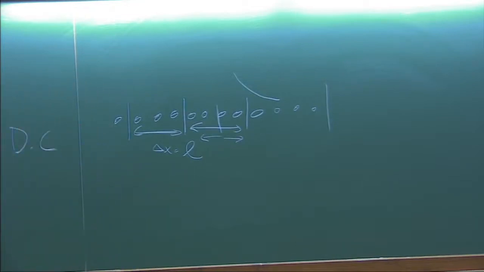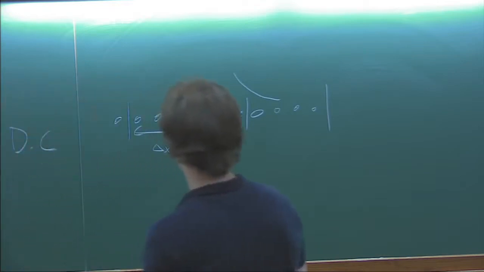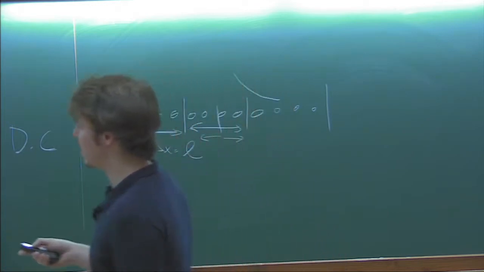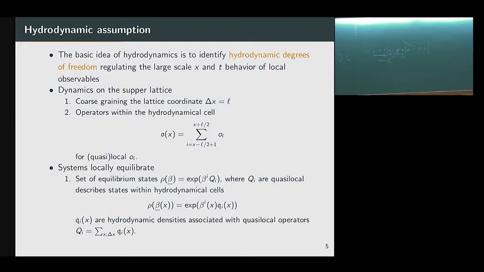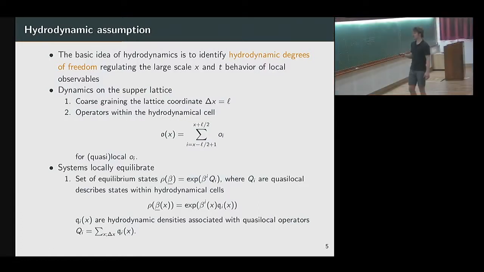So the hydrodynamical assumption is basically that locally your system equilibrates. So how do we understand this? Well, we have a set of equilibrium states, which depends on a set of chemical potentials. So let's say Qi are my local conservation laws. Then, in general, we expect that the equilibrium state is described by a generalized Gibbs ensemble. Once again, we use summation conventions.